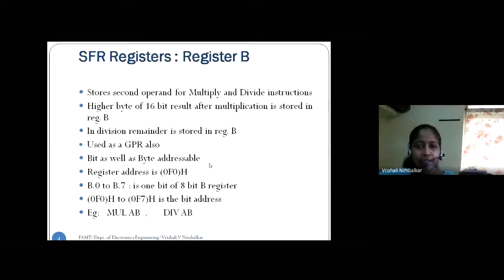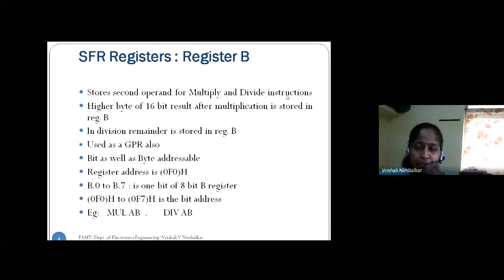Correct? Next, you have register B. Now, what is the special function of register B? Register B is used during multiply and divide instructions. Right? I have given an example below. MUL AB. What does that indicate? Multiply the contents of register A with contents of register B. Similarly, division DIV AB. So these are the two instructions which compulsorily use register A and register B. So what is the special function of register B? It is used to store one of the operands required for multiply and divide instructions.